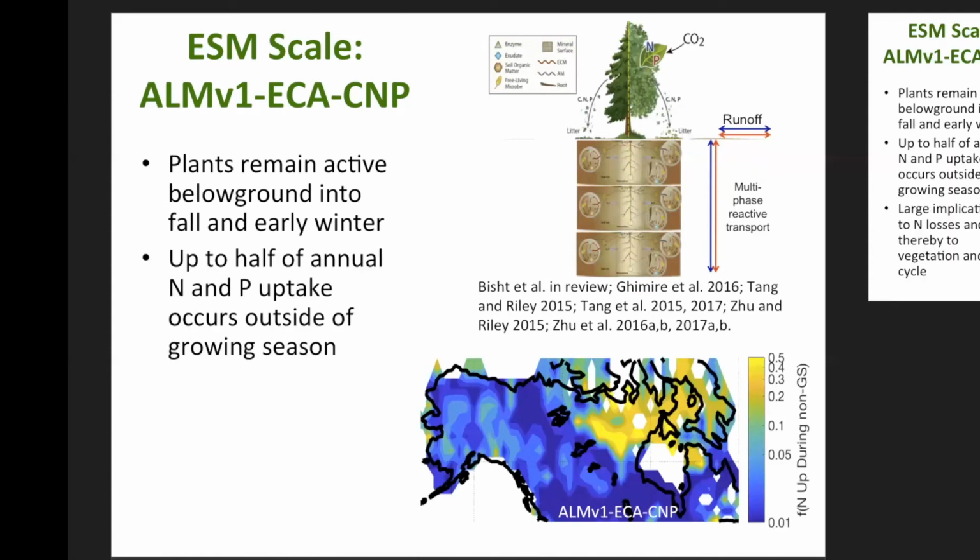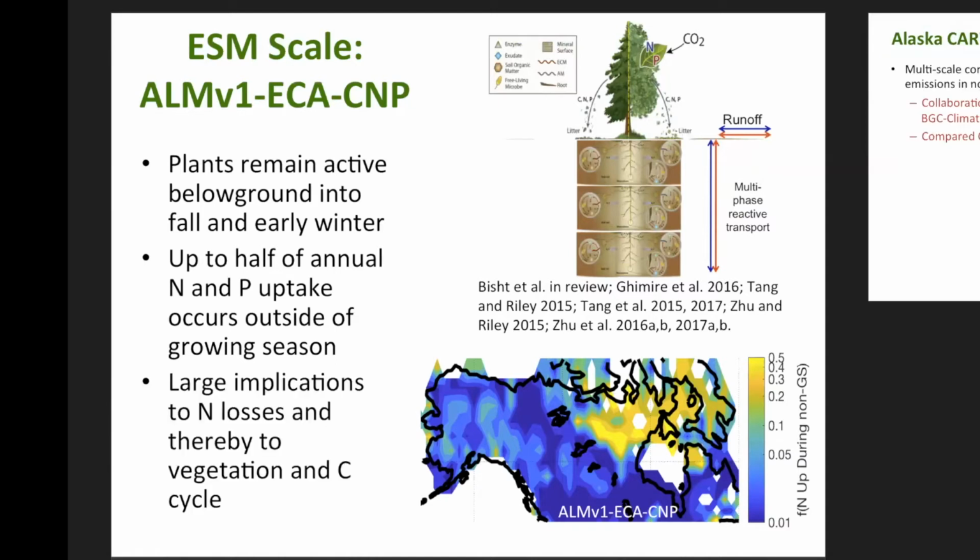And the interesting result, which I'll not spend much time on, is that in the model, we are getting up to 50% of the uptake of plants at high latitudes for nitrogen coming outside of the growing season. And that has very large implications for nitrogen losses and basically how we conceptualize these systems. In the current Earth system models, they're very leaky, but in reality, they probably are not. And this may be an explanation of why they are not.